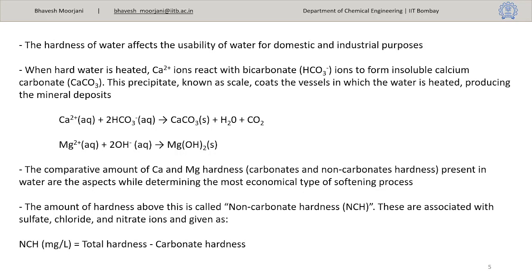Okay, so here some reactions are given showing how hard water works when it is present in the system. When hard water, let's say Ca+2 ion, reacts with bicarbonate ion, it will form insoluble calcium carbonate, CaCO3. CaCO3 is a solid, so it will precipitate out and it will coat the vessel.